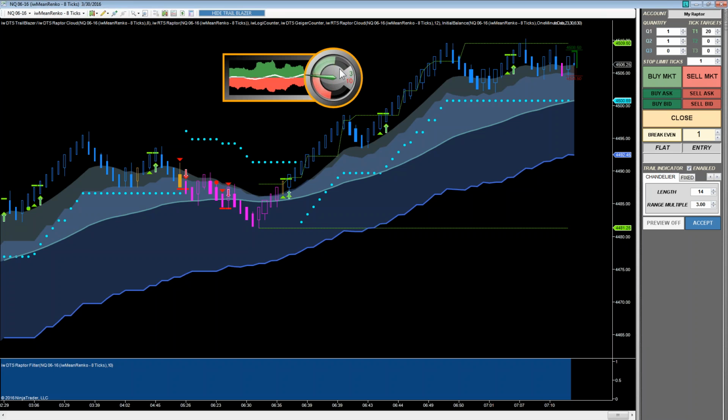Oh, there we go. There's a lot of buying pressure again. You can see our needle has turned green as well, suggesting there's a little bit more of a bullish bias to the buying and selling.